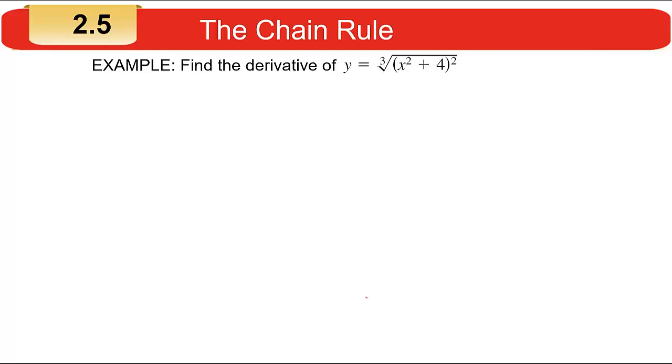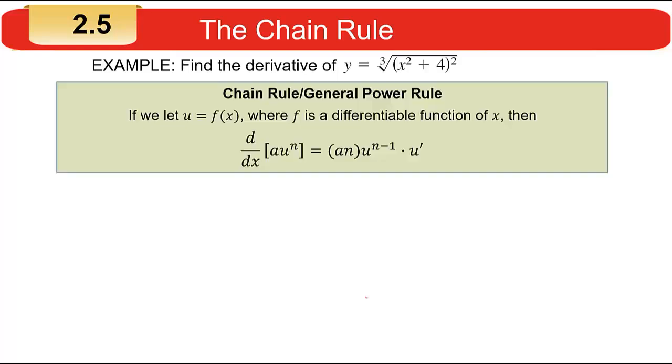Let's do another. Find the derivative of y equals the cube root of the quantity x squared plus 4 squared. Now that has to be changed to a fractional exponent before we can apply any of these derivative rules. We'll still be using the chain rule, but we have to change that radical into a fractional exponent. A cube root is a 1/3 power, but when it's the cube root of something squared, it's the 2/3 power. The index of the radical always goes into the denominator, and the power always goes into the numerator.